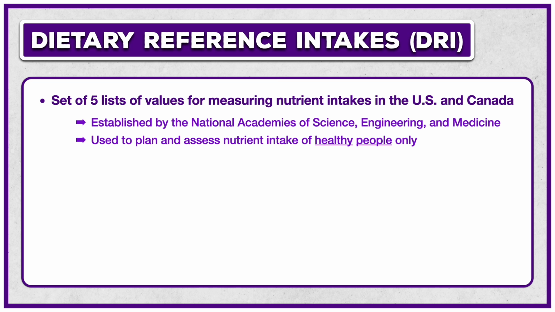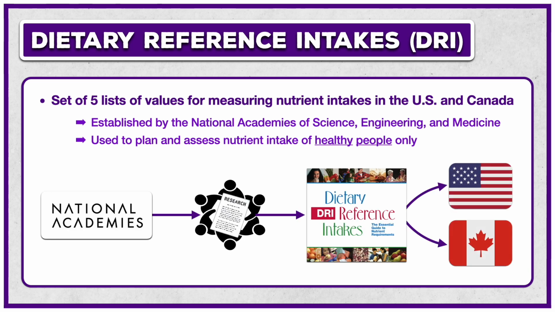The DRI is used to plan and assess the nutrient intake of healthy people only. It doesn't apply to people with diseases or nutrient deficiencies affecting intake requirements. To summarize, there's an organization called the National Academies. Within it is a committee of researchers and scientists who evaluate the existing evidence for nutrient requirements. They produce a set of 5 lists containing nutrient recommendations that are called the Dietary Reference Intakes. The United States and Canadian governments have adopted those lists.